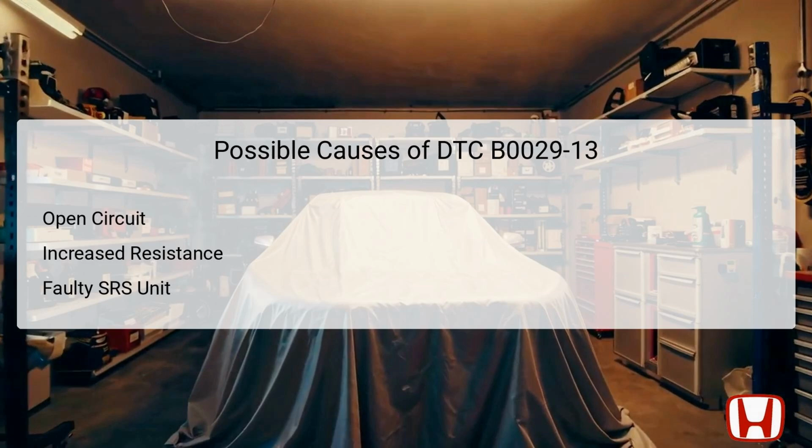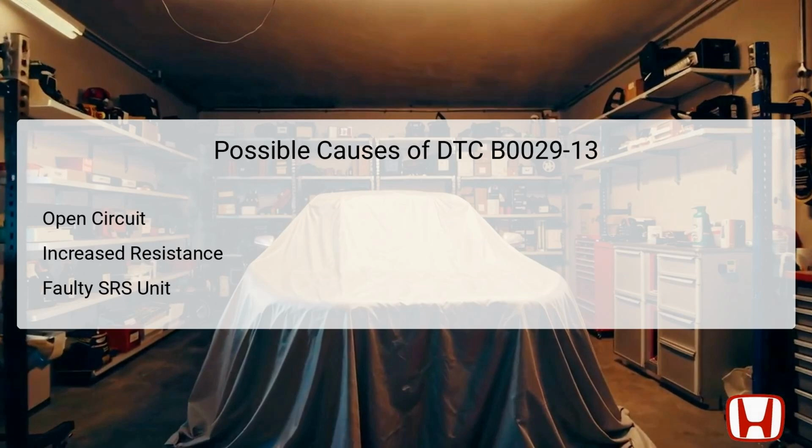Several factors can lead to the establishment of DTC B0029-13. Firstly, an open circuit can occur, meaning there may be a broken wire or a disconnection somewhere in the airbag circuit. This typically involves inspecting the wiring to ensure continuity between components. Secondly, increased resistance usually occurs due to corroded connectors, damaged wires, or internal faults in the airbag itself, which can hinder its ability to properly operate.